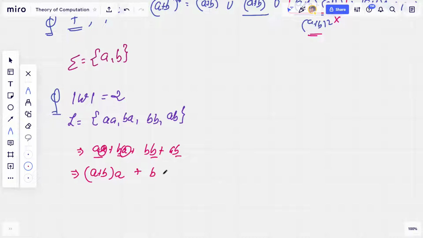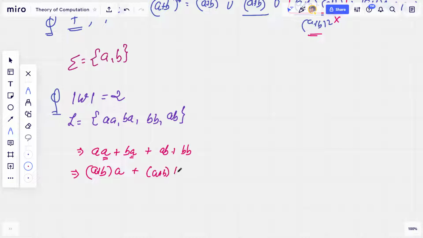Okay, I guess this wasn't the best idea. I should have written it a better way. Let me write it: AA plus BA plus AB plus BB. If I take A common, it will be A plus B times A, plus, if I take B common, A plus B times B. It is equivalent to, if I again take A plus B common from the left hand side, A plus B times A plus B.